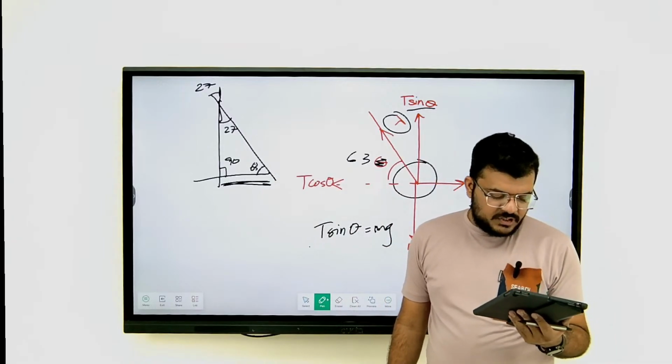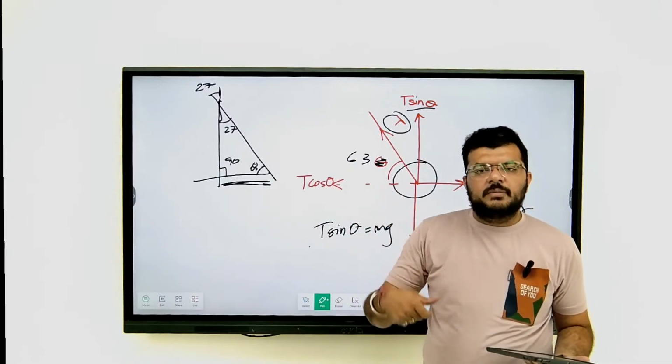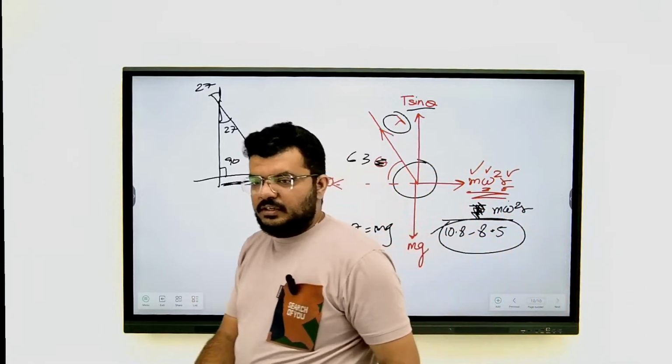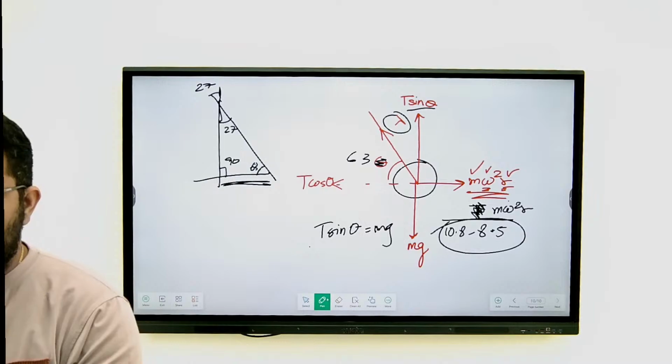Calculate the period of the circular motion. If you know omega, 2 pi by T will give you the value of T. So that is your answer.